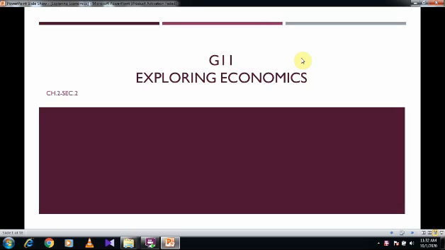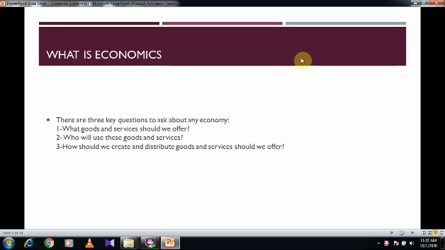Morning, grade 11. This is chapter 2, section 2, exploring economics. To start, first we need to define what is economics. Economics, from the word, is the study of economy.